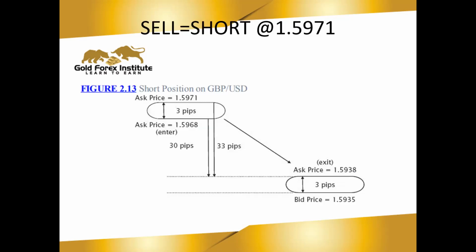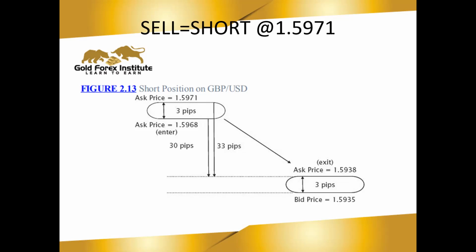We get the calculation, assuming somebody buys Great British pounds versus USD, the ask price is 1.5971. That is the market price that you are buying. When the ask price is there, then you enter. So you enter and you target that you want to make at least 30 pips movement.